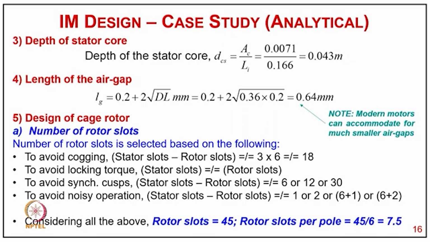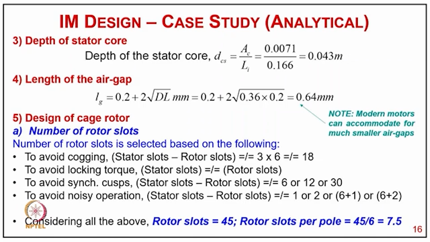Now coming to the design of the cage rotor. The number of rotor slots is selected based on the following criteria, to avoid cogging. The difference of stator and rotor slots will not be equal to certain values, so there are restrictions on that. This will not be 0, or it will not be equal to, typically, the number of pole pairs.